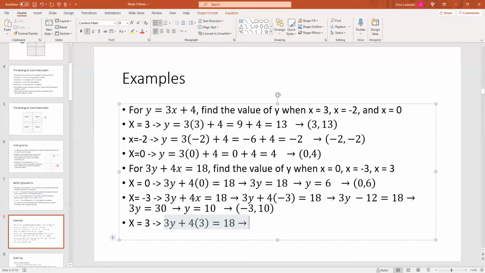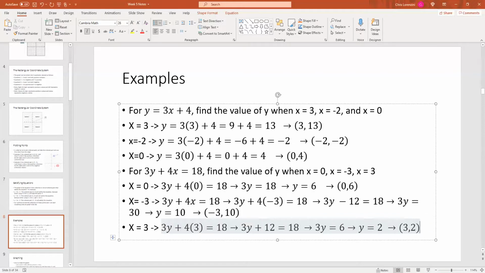So when x equals 3, this equation becomes 3y plus 12 is equal to 18. I'm going to subtract 12 from both sides, and I will see that 3y is equal to 6, because 18 minus 12 is 6. Solving that for y, divide both sides by 3, y equals 2. So when x is equal to 3, y is equal to 2. So the ordered pair (3, 2) satisfies this equation and falls on the graph of our line.